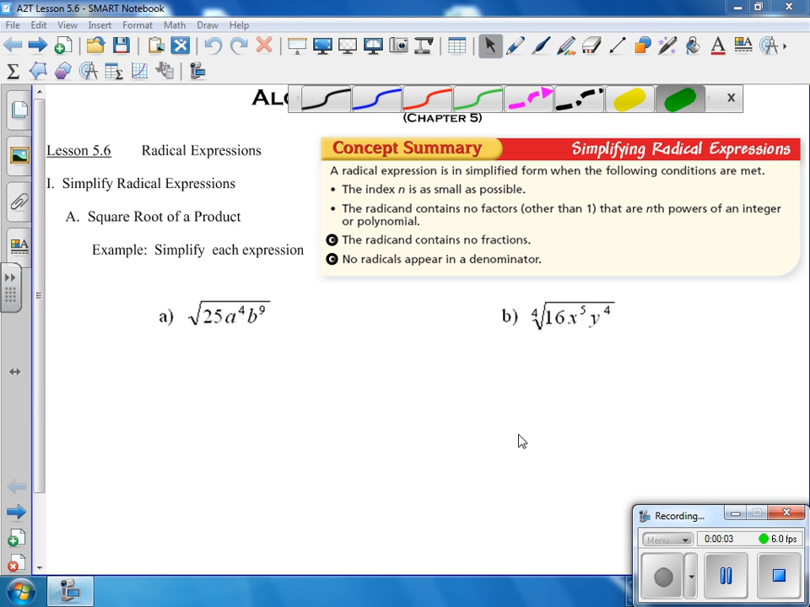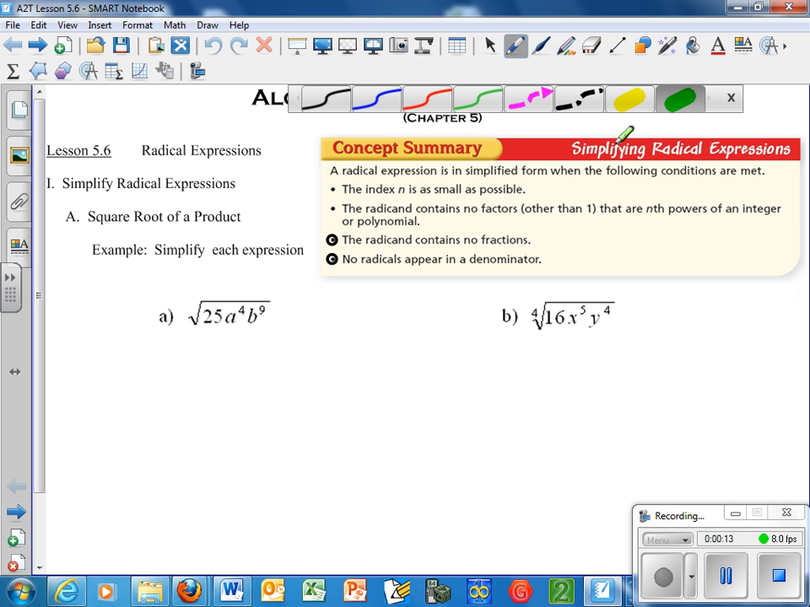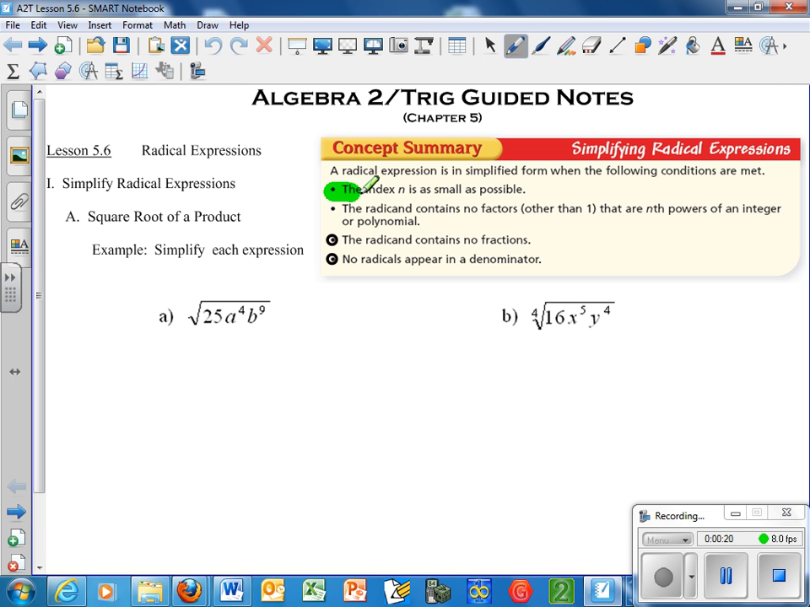Lesson 5-6. We're going to look more at radical expressions and simplifying some more difficult radical expressions today. Pay close attention to what we have right here. Simplifying radical expressions, and when radical expressions are in simplified form, we have to make the index as small as possible.